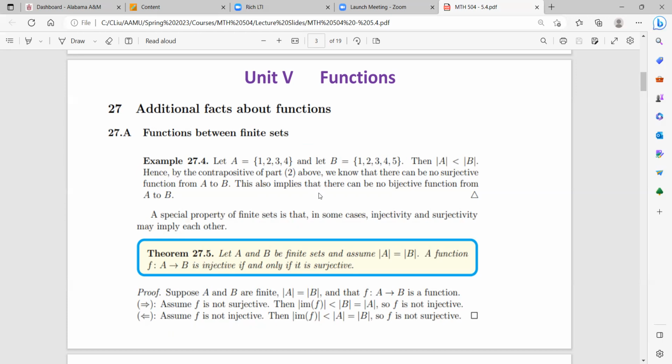There's a very interesting property here. When the sizes of A and B are equal, and of course we assume they are both finite, then injectivity and surjectivity imply each other. So the function f from A to B is injective if and only if it is surjective.